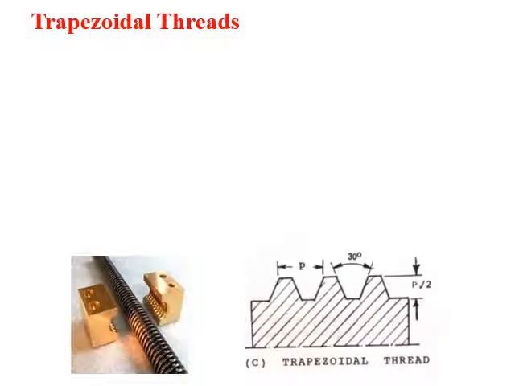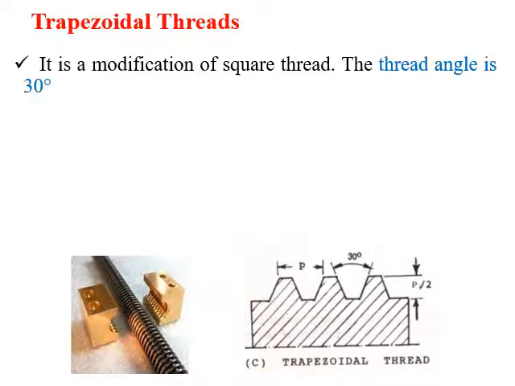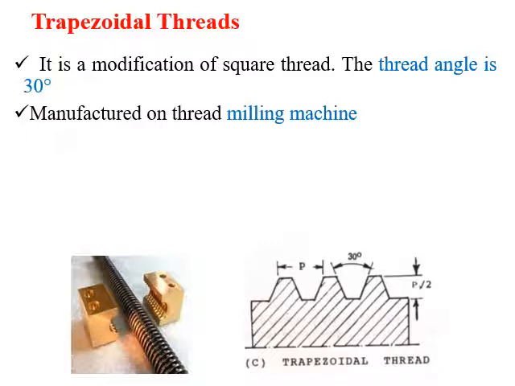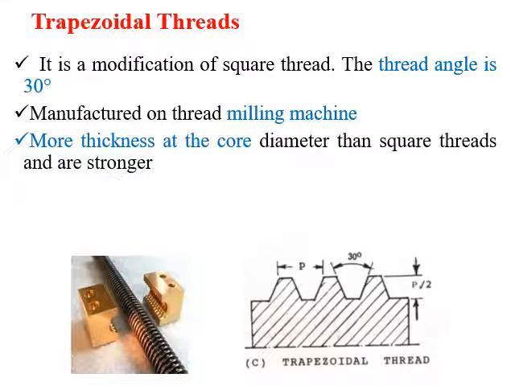Coming to the second type, the trapezoidal thread, it is a modification of the square thread. The thread angle is 30 degrees, as you can see at the bottom. It is manufactured on a thread milling machine. It has more thickness at the core than the square thread, so it is stronger. It can also be cut by means of dies.